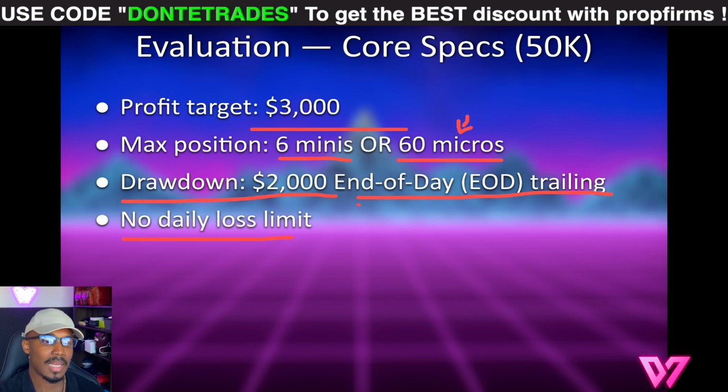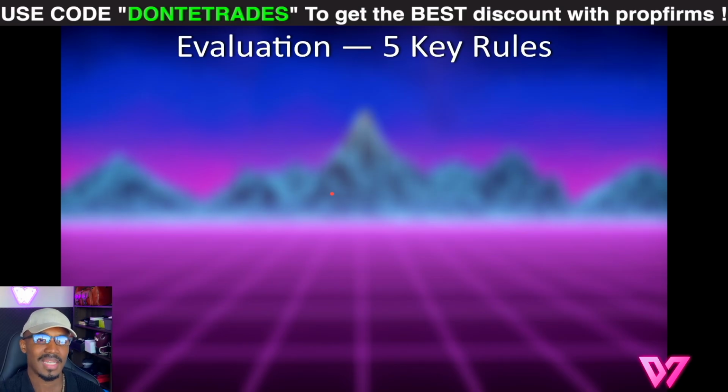And we'll talk about that end of day drawdown. It just means whatever your profit is at the end of the day. So if you make or lose $500 at the end of the day, that's where your drawdown is going to count, versus trailing intraday. And we're going to talk about what that really means in detail in a second.